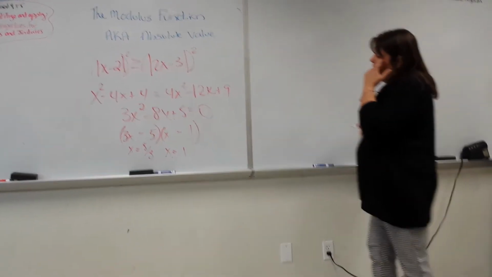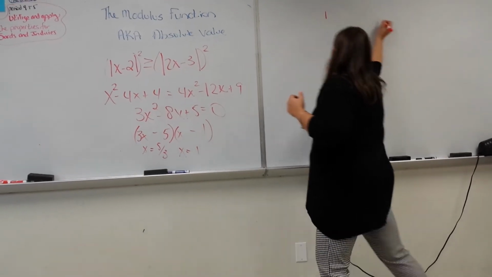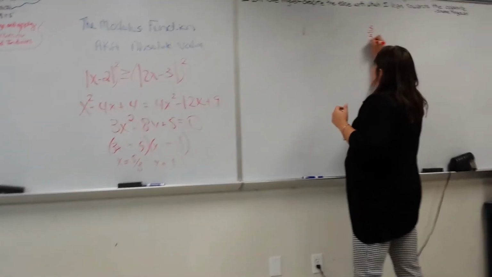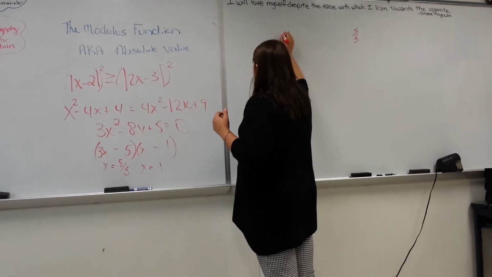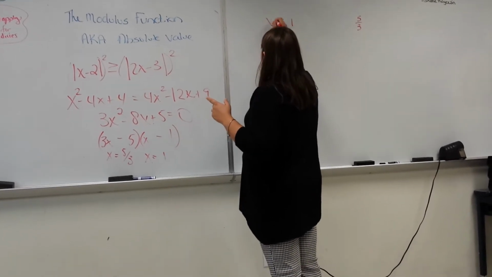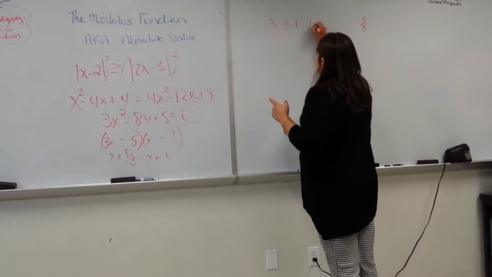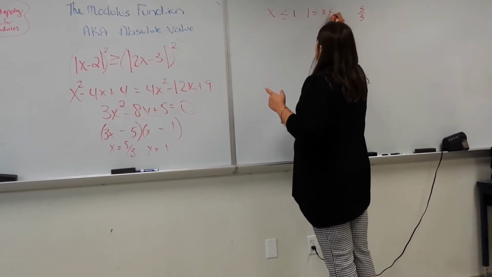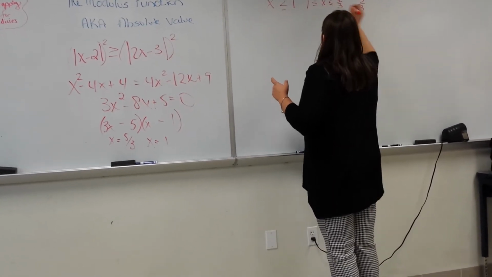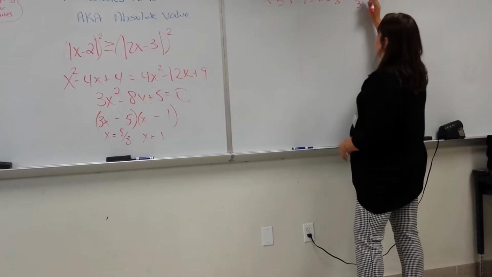So, we know that it goes like this, 1 and 5/3, right? We know that the values could be less than or equal to. So far, so good. Does that ring a bell? It could be between, or greater than, or equal to.